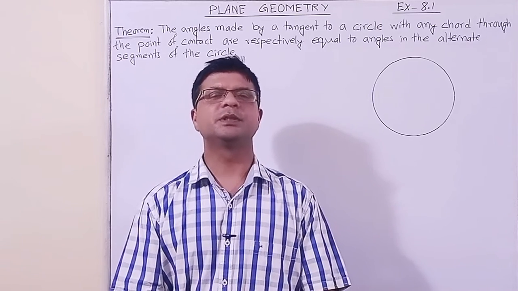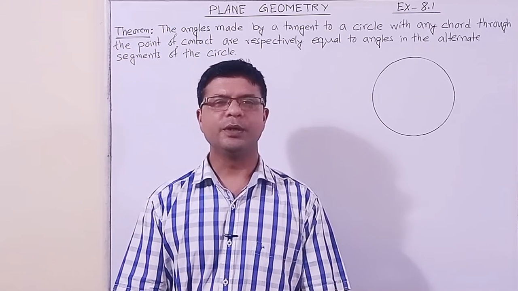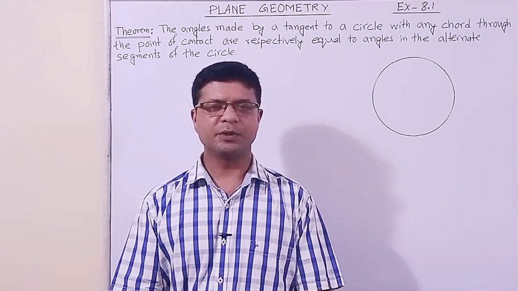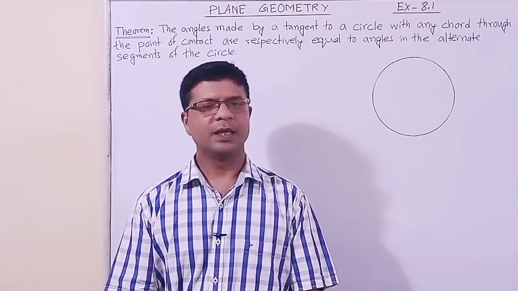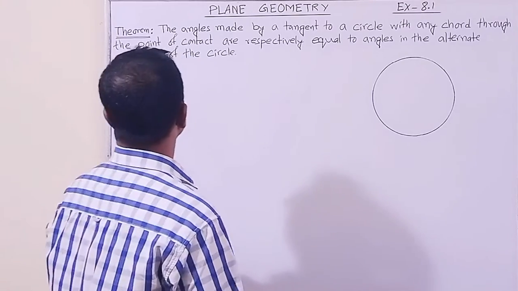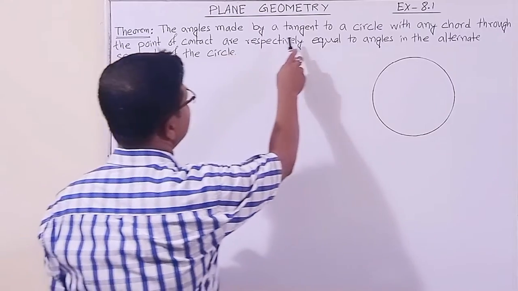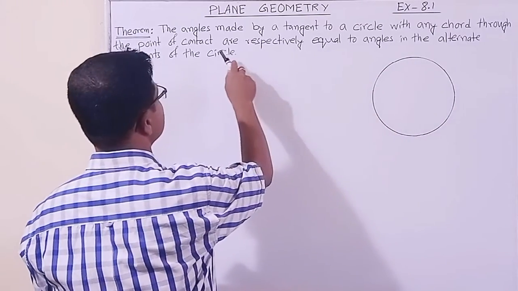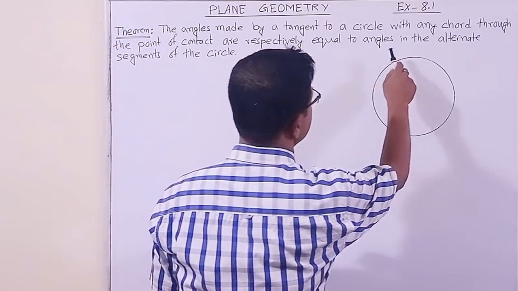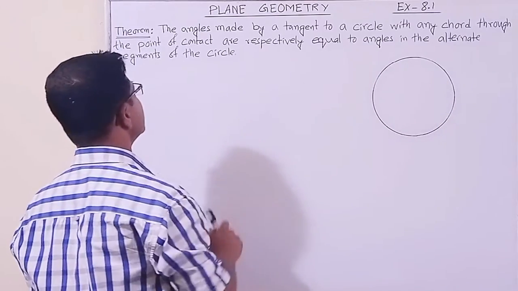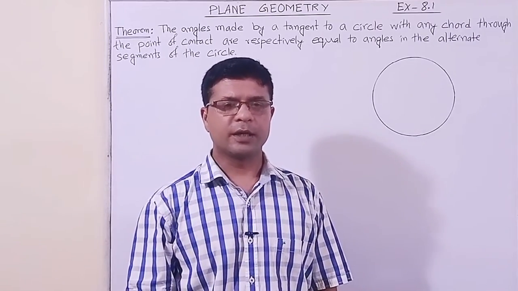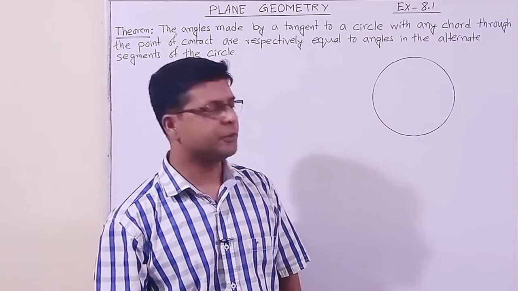Now dear students, before starting exercise 8.1, we need a theorem. This theorem is very essential for completing any question of exercise 8.1. Let us read the question. The angles made by a tangent to a circle with any chord through the point of contact are respectively equal to the angles in the alternate segment of the circle. This theorem is also called the alternate segment theorem. So let us prove it.